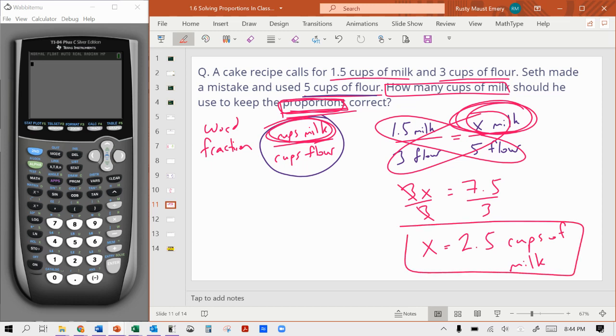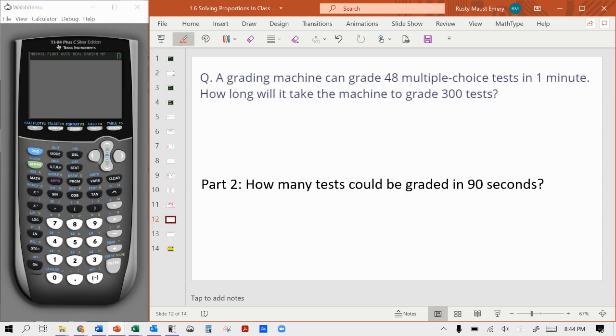So the word fraction can really just help you make sure you know what you solved for and making sure you're setting it up correctly. We're going to take a look at another one here, and then I'll give you a chance to try one on your own. A grading machine can grade 48 multiple choice tests.